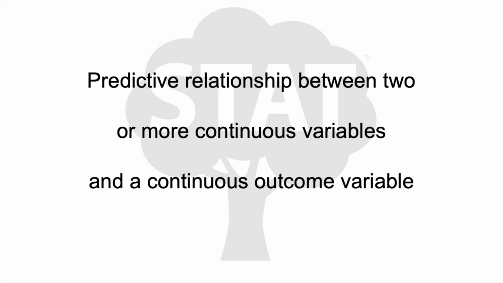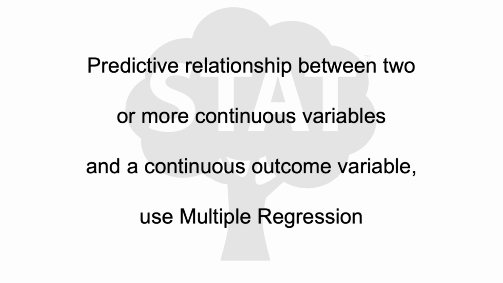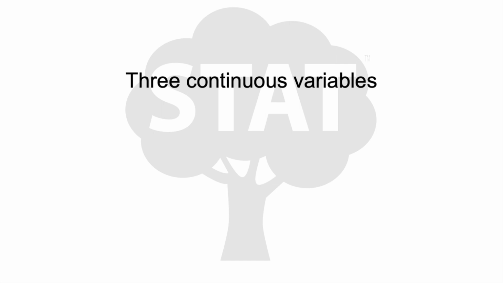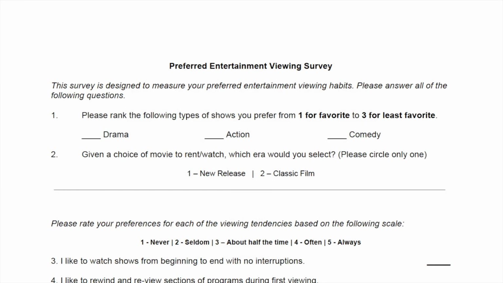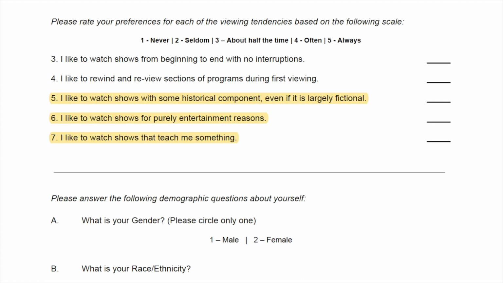To test whether two or more continuous variables predict the likely outcome of one continuous dependent variable, the multiple regression would be appropriate. You will need two or more continuous independent variables and one continuous dependent variable in order to run this test. In looking at the Preferred Entertainment Viewing Survey, any one of the scale questions 3 through 7 would be appropriate for the continuous variables for our demonstration.